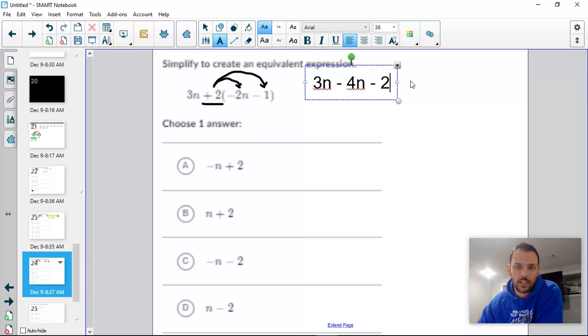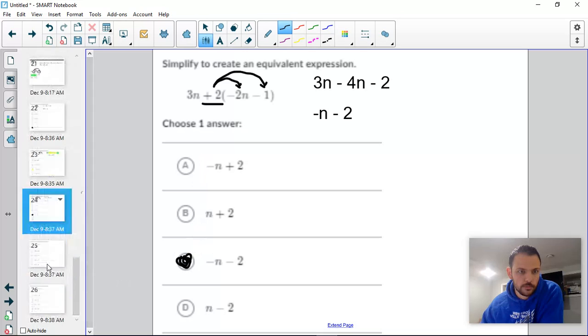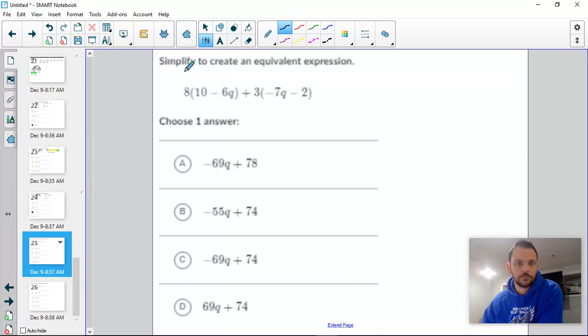I'm not finished yet because I have like terms, right? 3n minus 4n, that's negative n. And I have the minus 2, right? So negative n minus 2, C. All right. A couple more example problems here.